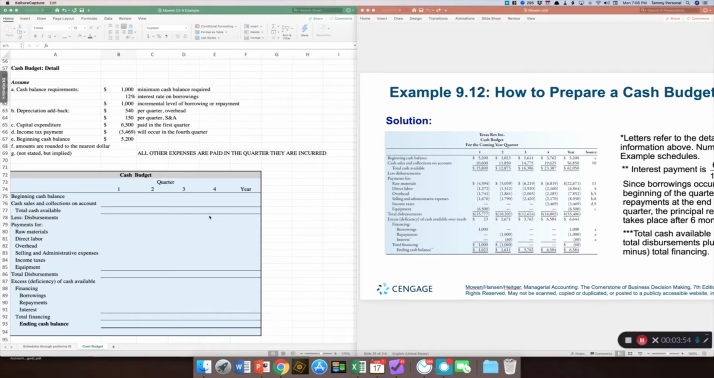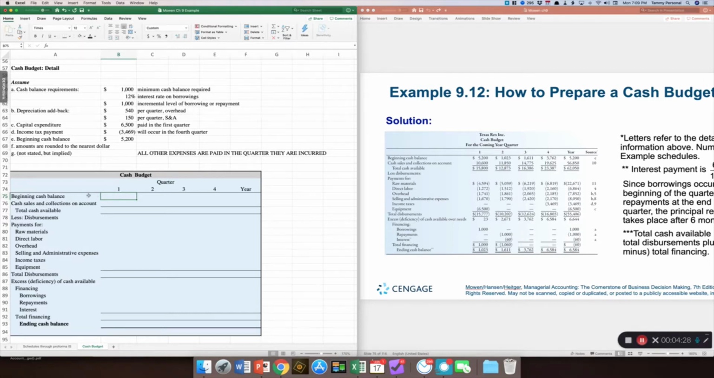I paused the video for a minute and pulled up my blank format for the cash budget, and I also made this PowerPoint a little bigger so that hopefully you'll be able to see it better. Let's plow through this. Again, this cash budget is not the kind of thing that you can blindly go through and duplicate calculations from other sources. We really need to think about what we're doing.